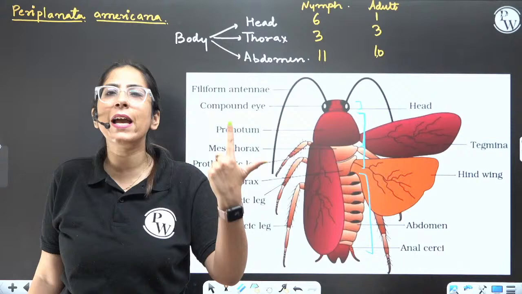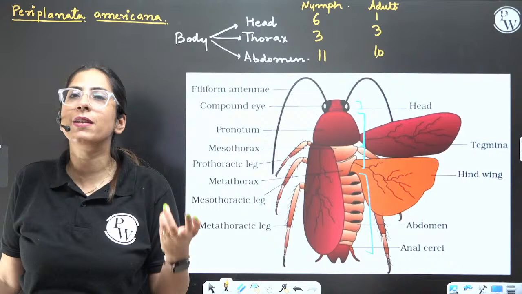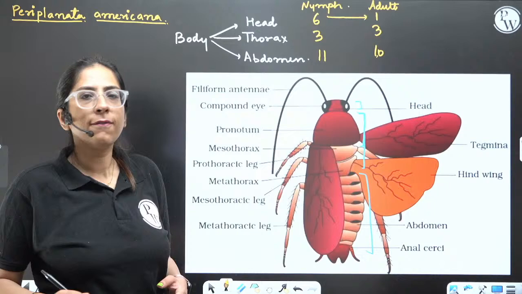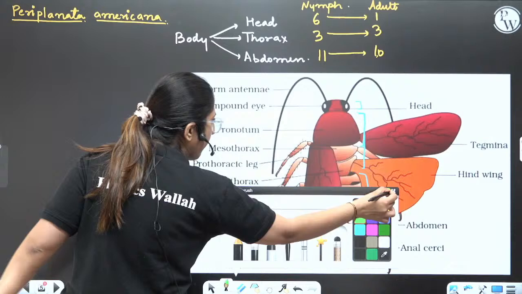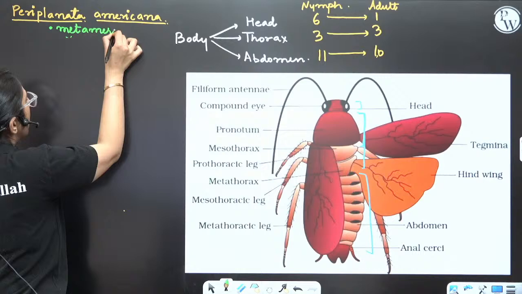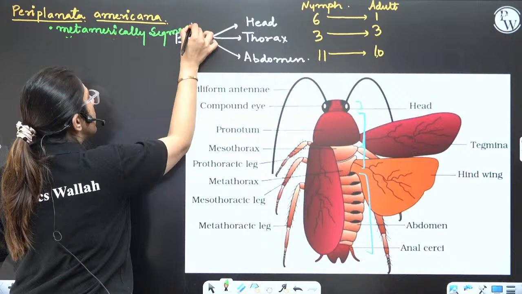Head part is made up of 6 segments when we talk about a nymph. These segments fuse when they become adult. Whereas thorax is made up of 3 segments and they remain 3 only, they don't fuse. Abdomen has 11, then they become 10 segments. So one thing that comes to everyone's mind is that these organisms are metamerically segmented. Point clear to all my students? Metamerically segmented.